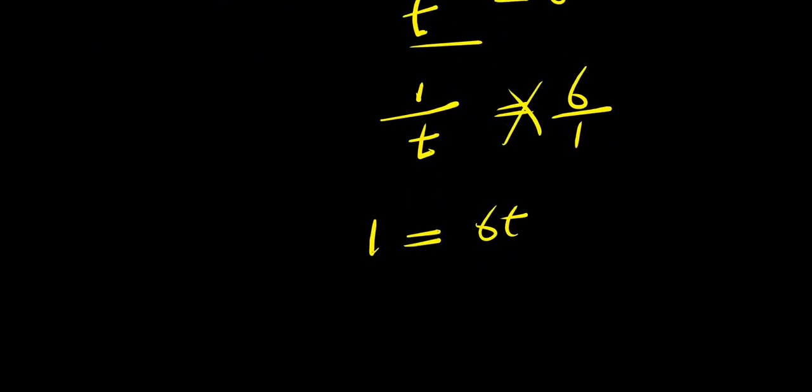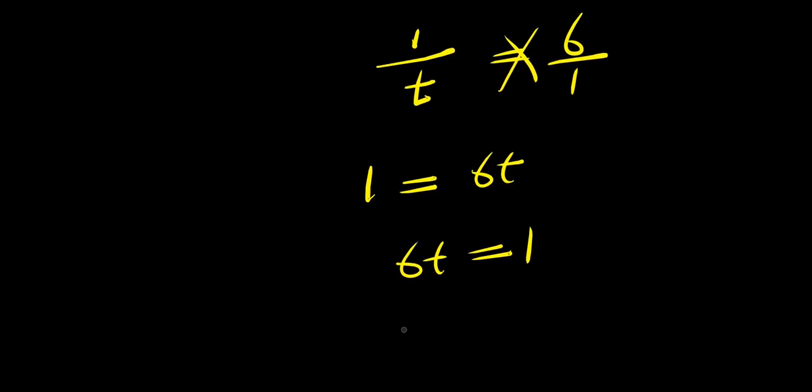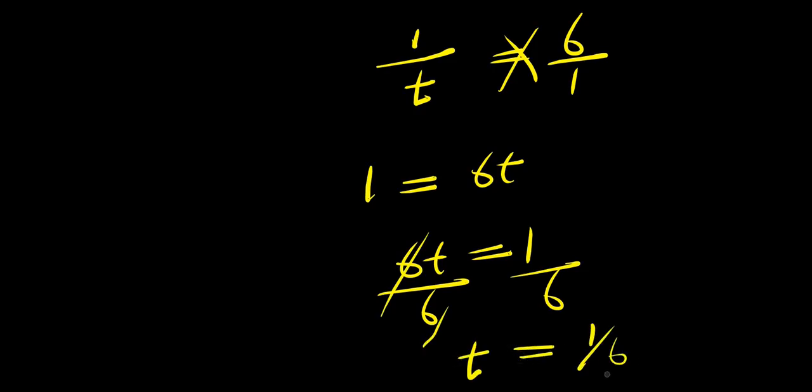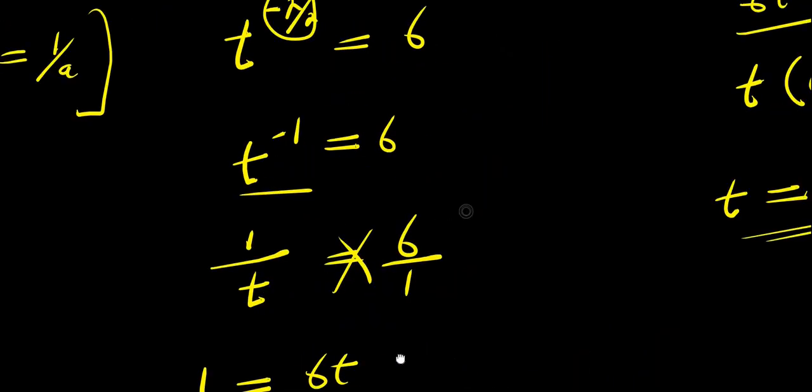What we need to do next is to rearrange this. 6t equals 1. And we isolate t, divide this by 6, divide this by 6, 6 cancels 6. We have t equals 1/6. So in this method, I'm still having one solution, which is 1/6.